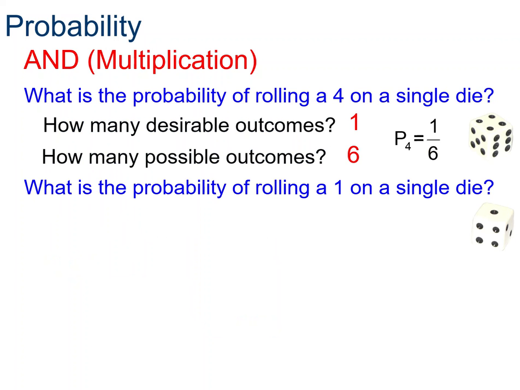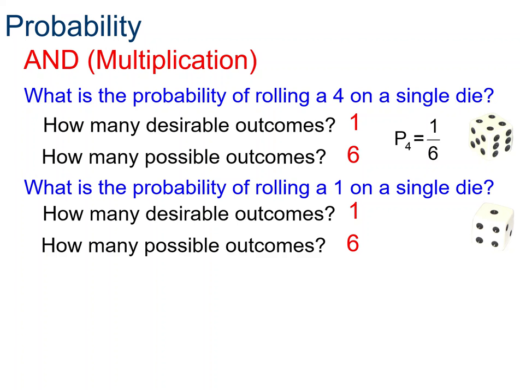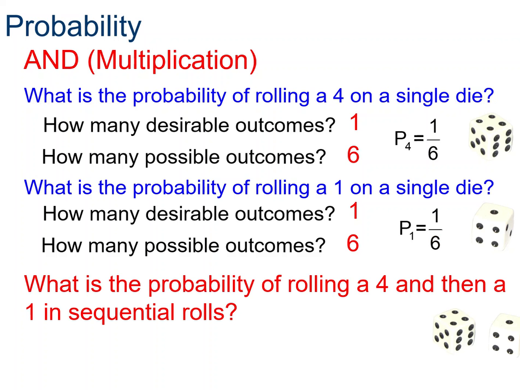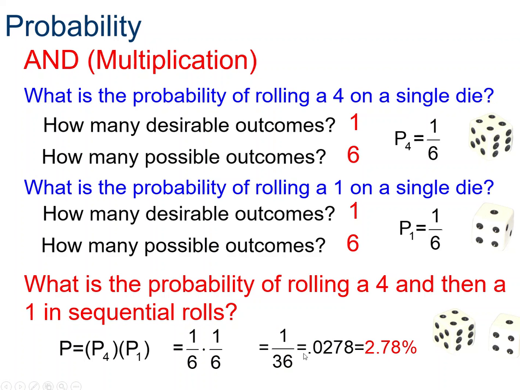Now what is the probability of rolling a 1? Still 1/6. What is the probability of rolling a 4 and then a 1 in sequential rolls? So we have our probability of 4, our probability of 1, 1 over 6 times 1 over 6, 1 in 36 chance, or 2.78%. For those of you that have ever seen anything on Vegas, Vegas loves probability. This is the reason. 2.78% chance of winning.